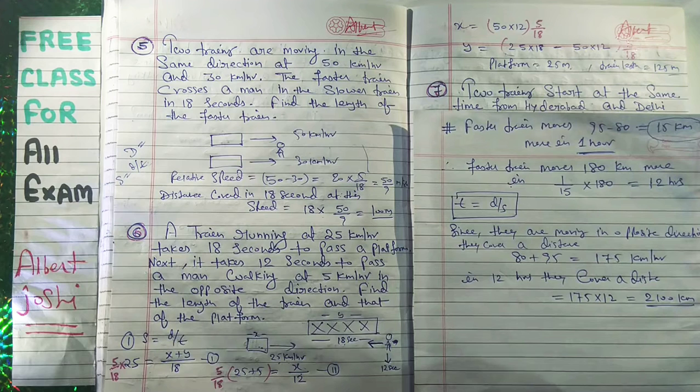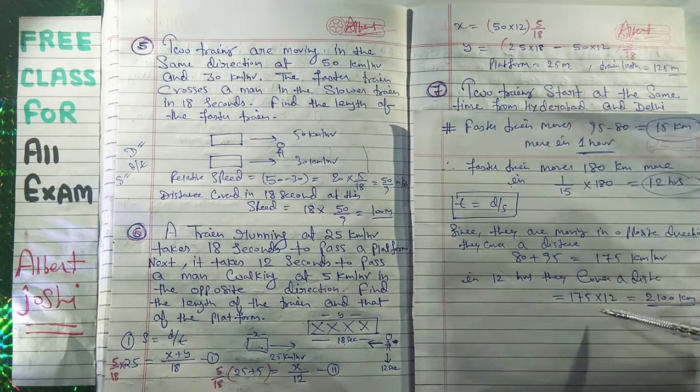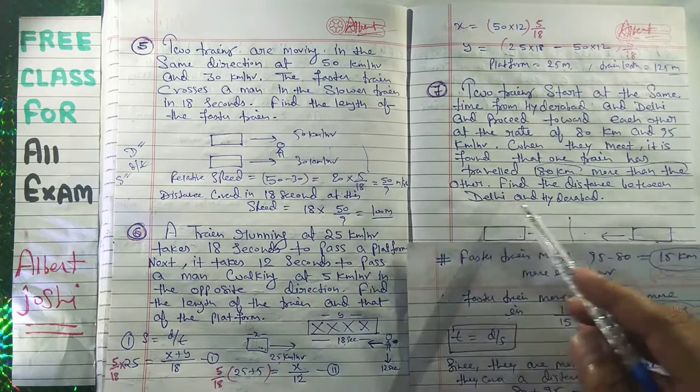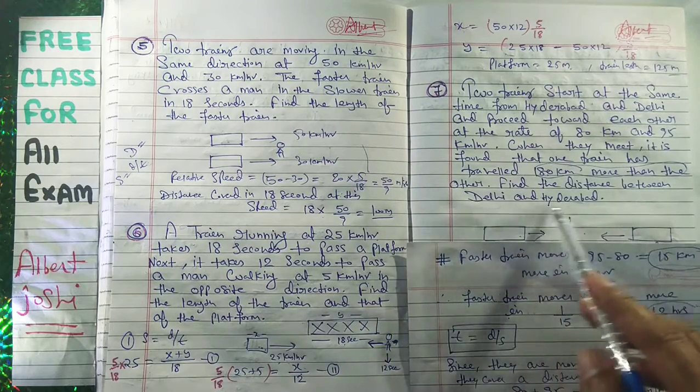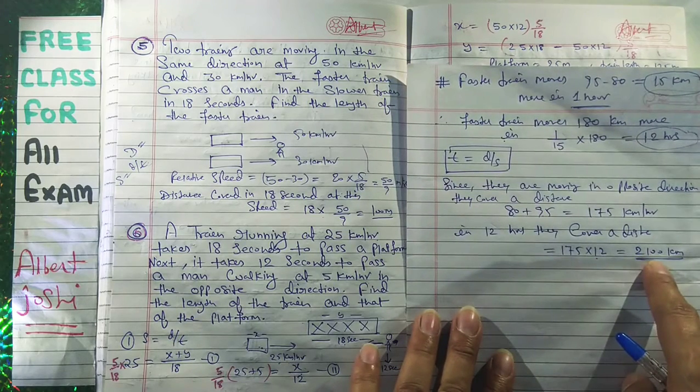I think you understand. That is very simple. We have to find the extra time, then multiply it here, and then you will get the total distance. He is asking to find the distance between Delhi and Hyderabad. So that is the total distance they have covered.